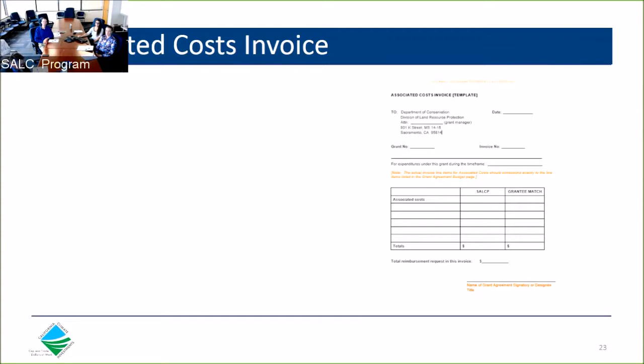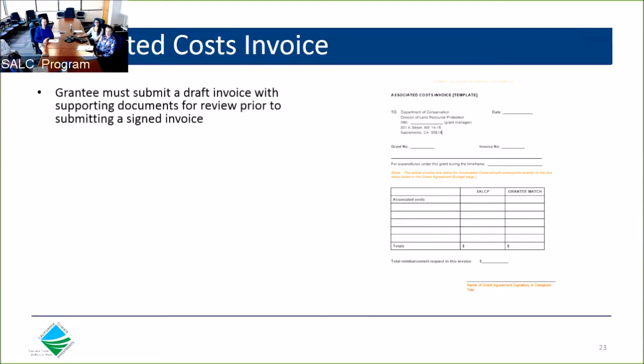The associated cost invoice and supporting documentation are much more detailed than the acquisition invoice. After the easement is closed, the grant manager will once again provide a customized invoice template. Please note, associated costs will only be paid after the easement has been recorded. Because the associated cost invoice can be so complex, the grantee must submit a draft invoice with all the supporting documents prior to submitting the signed invoice. Most invoices will go back and forth a couple of times between the grant manager and the grantee to ensure all documentation and information is correct.